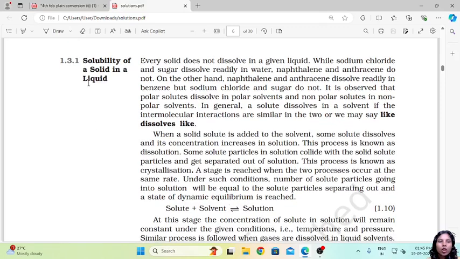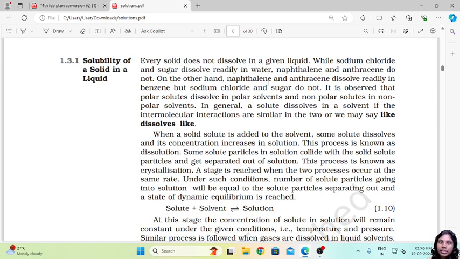Now, solubility of a solid in liquid. Let's talk about the solubility of any given solid in any liquid. Every solid does not dissolve in a given liquid. If we take an example, say we have sodium chloride, which is common salt, and we have sugar. These two readily dissolve in water. But if we look at naphthalene and anthracene, they do not readily dissolve in water.